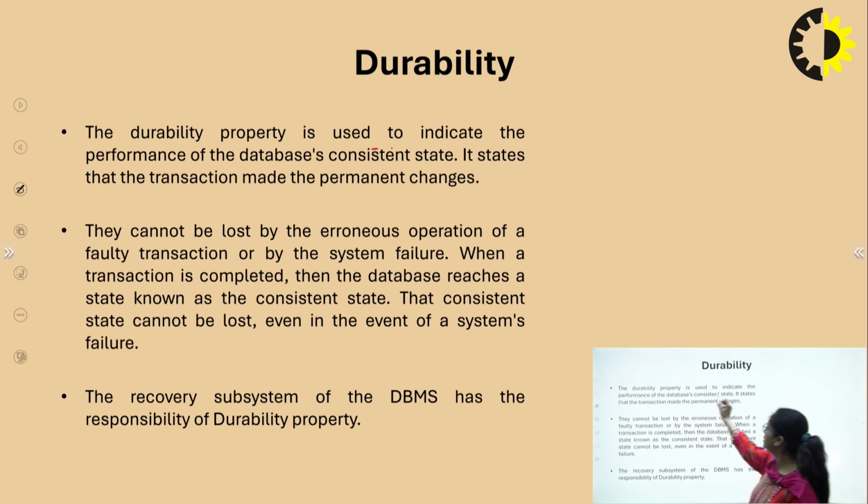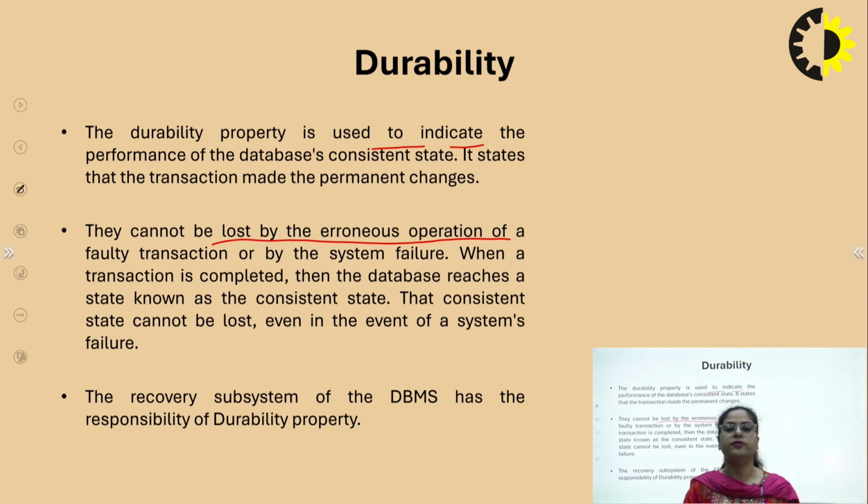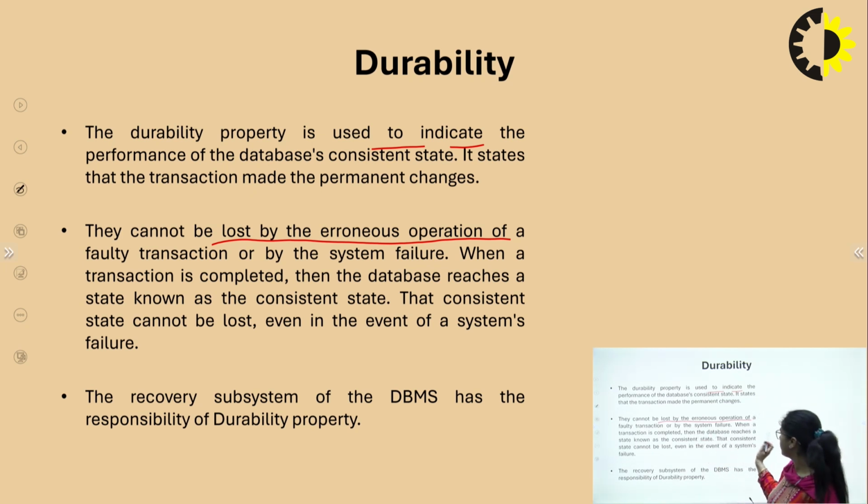The durability property is used to indicate the performance of the database in a consistent state. It states that the transaction made permanent changes. They cannot be lost by erroneous operations. If some failure occurs, if some system crashes, then there is no change in our data. That is durability. They cannot be lost by the erroneous operations of faulty transactions or by system failure. When a transaction is completed, then the database reaches a state known as the consistent state.